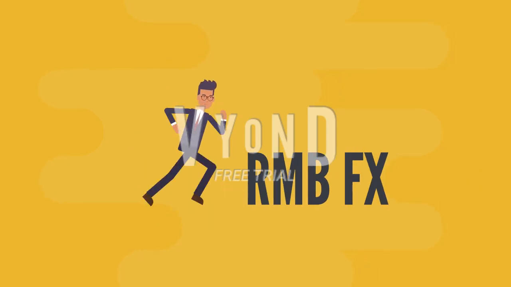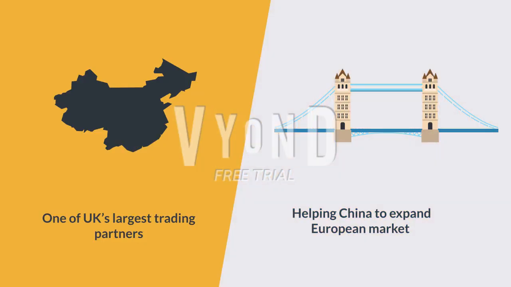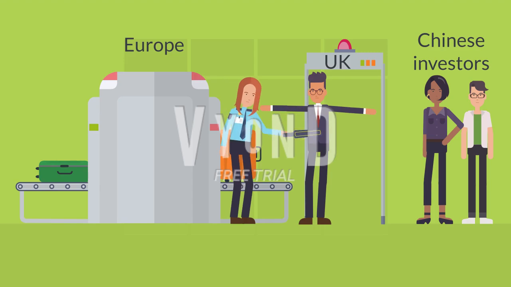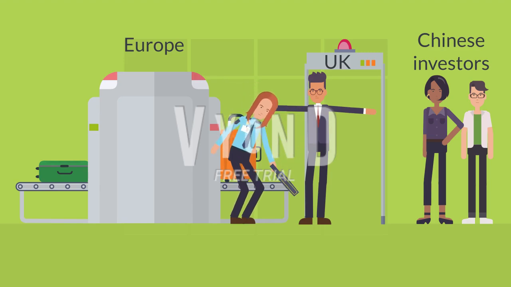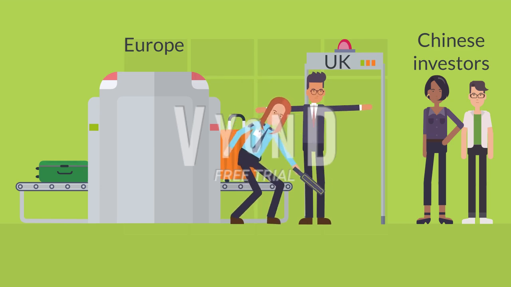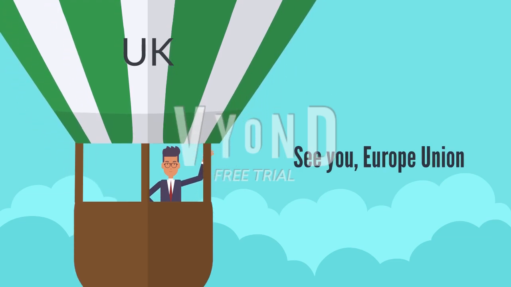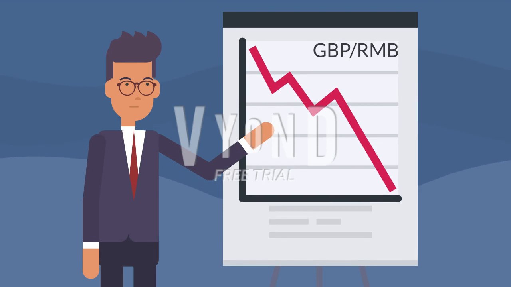Next I will talk about how Brexit influences the foreign exchange risk of China. As one of the UK's largest trading partners, the UK plays an important role in helping China to expand into the European market. Similar to US firms, Chinese investors regard the UK as a gateway to Europe. After the announcement of the referendum, the pound to Chinese yuan rate dropped sharply.